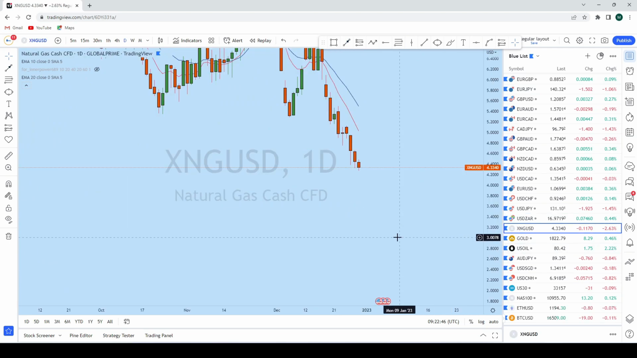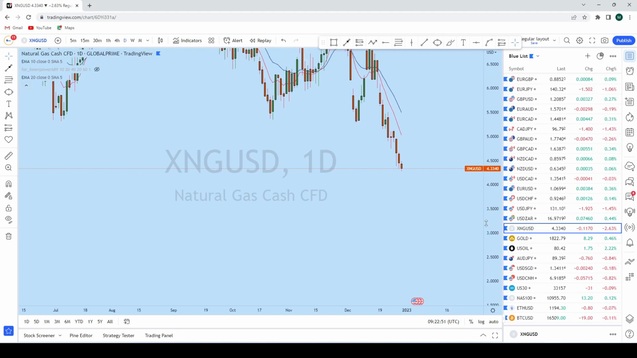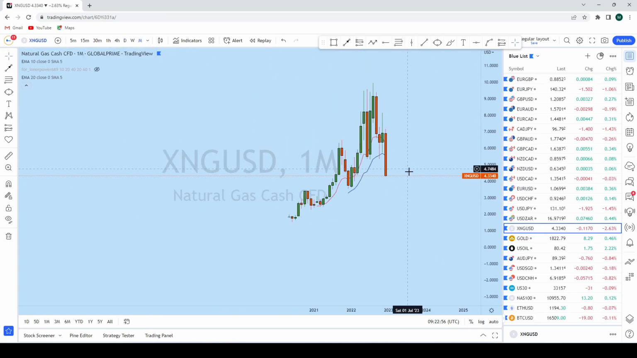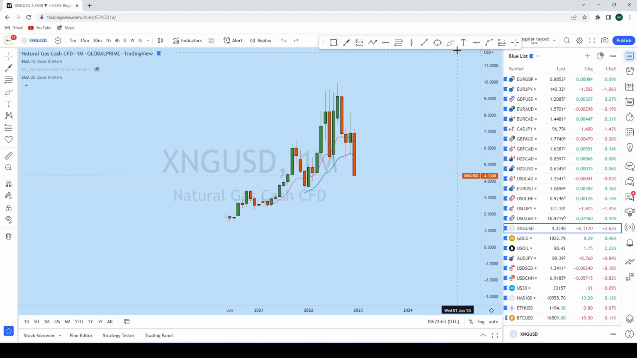Let's look at natural gas, or XNGUSD. Now if we look at natural gas on the monthly perspective, it is in fact a highly bearish market. A long, strong bearish engulfer has been created. After this kind of candle we can expect natural gas to drop further before creating any move to the upside.